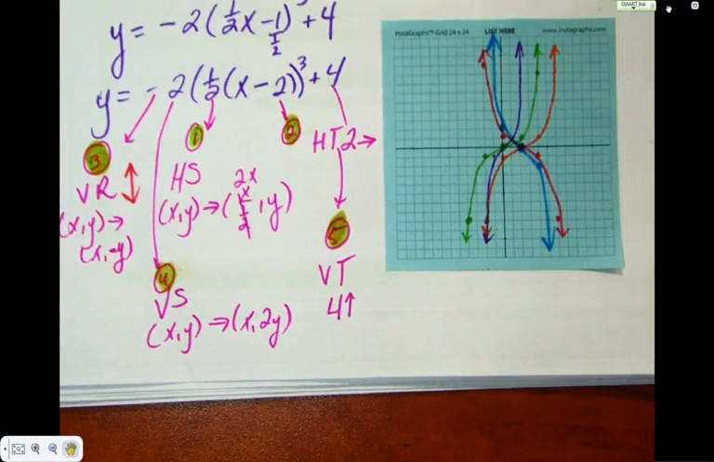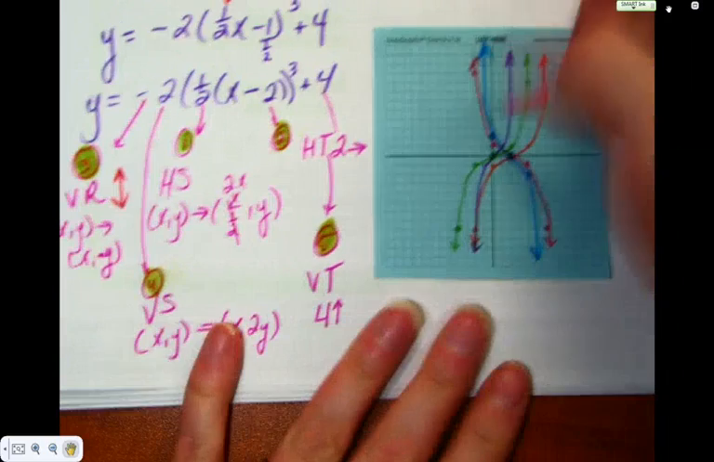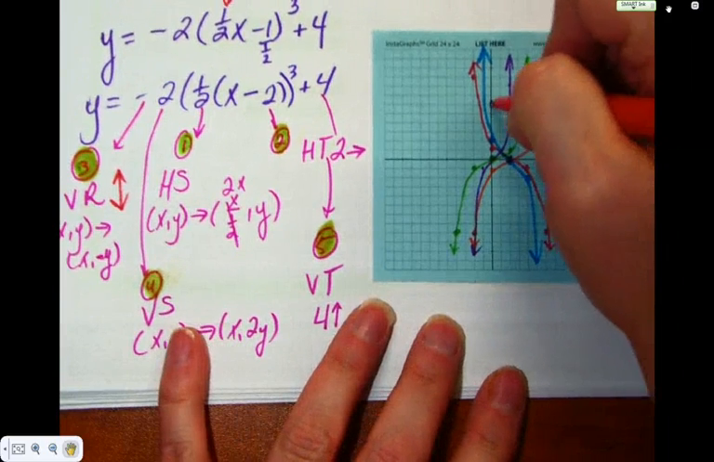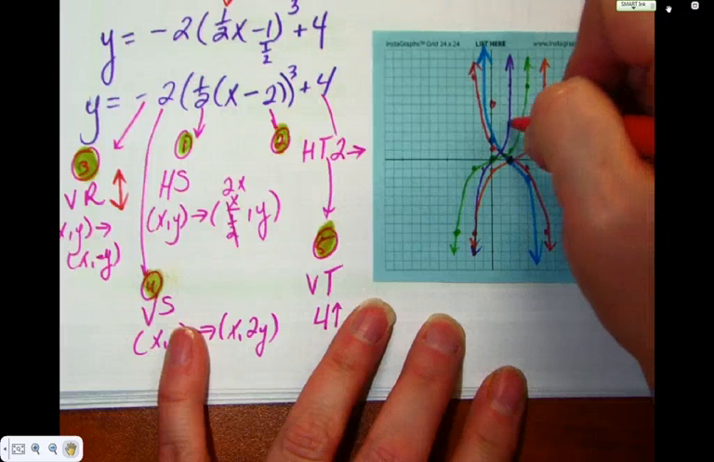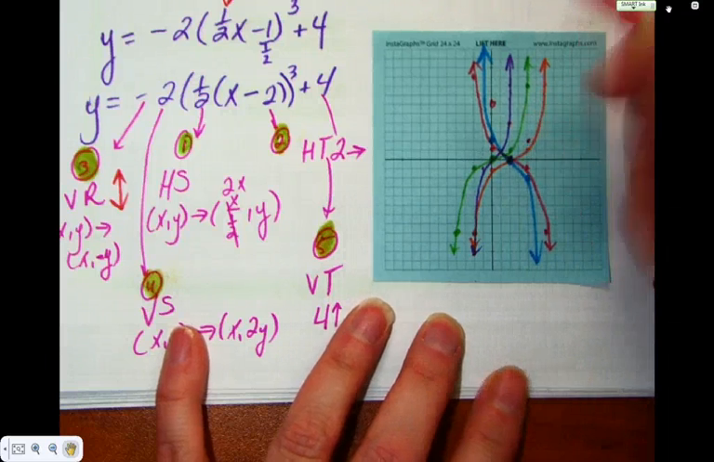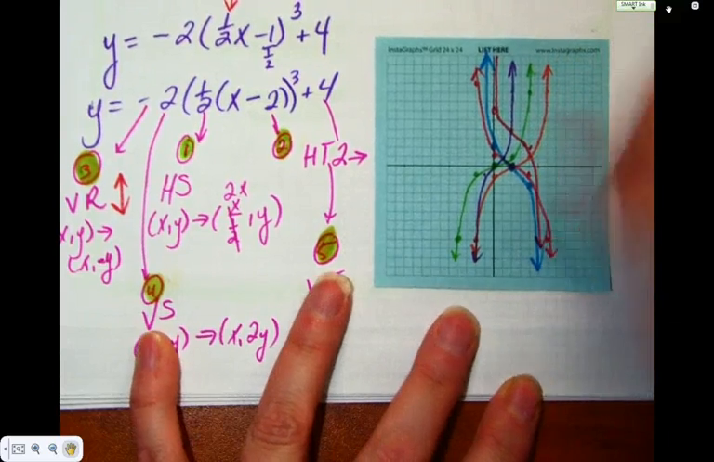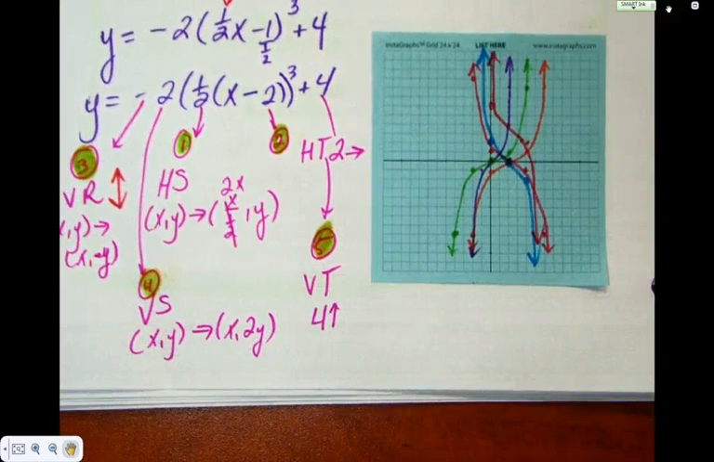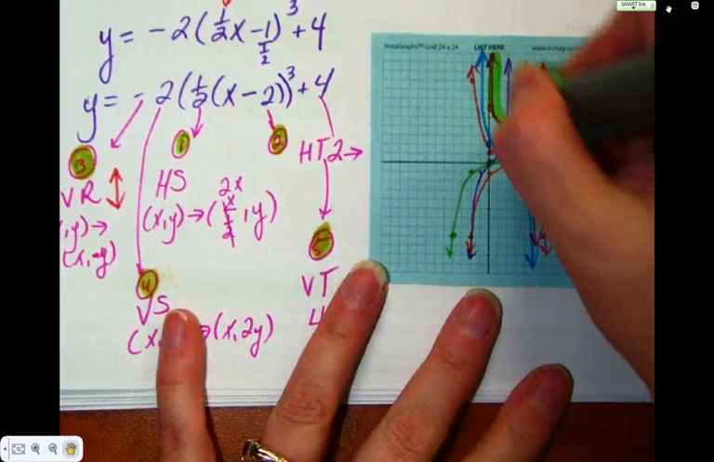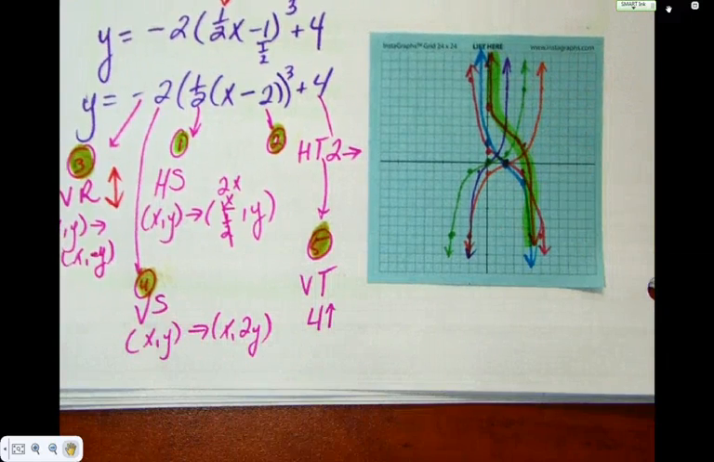I have a feeling some people are already done. Translations are the best one because it's just counting. So 1, 2, 3, 4. There it is, and I'm just going to highlight it so you can see it really clearly. There you go.